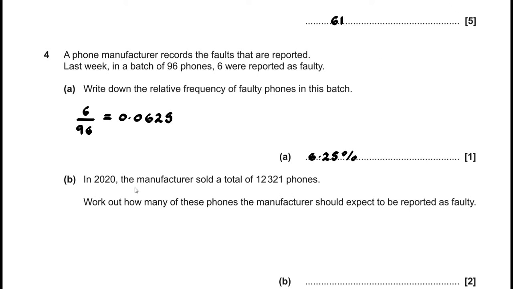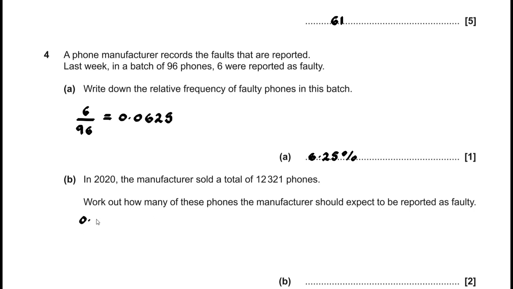For part B, in 2020, the manufacturer sold a total of 12,321 phones. We have to work out how many of these phones the manufacturer should expect to be reported as faulty. Well, what we need to do is work out 6.25% of this total.